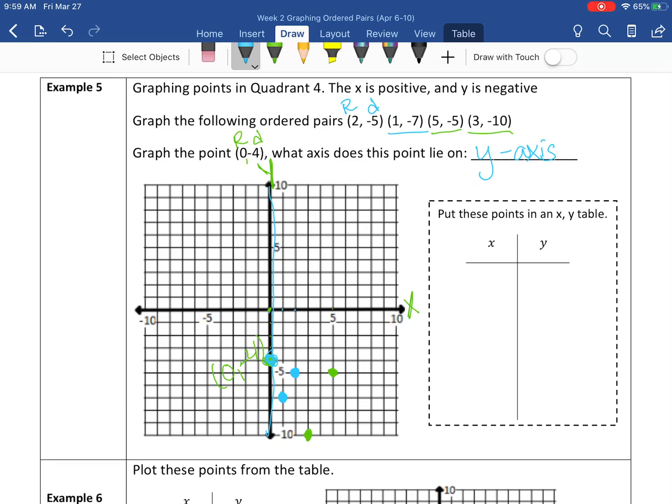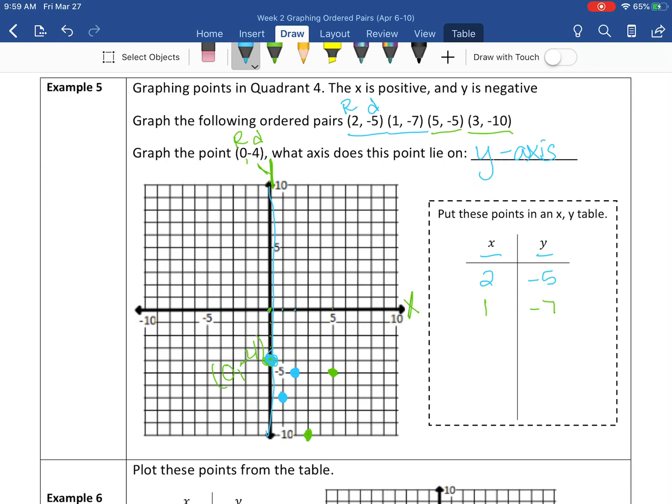If we want to put these points in an xy table, we're just going to put all the x's in the x column and all the y values in the y column, but we're going to make sure they're across from each other. So our points are across from each other. So 2, -5, 2 is my x, -5 is my y. 1, -7, 1 is my x, -7 is my y.